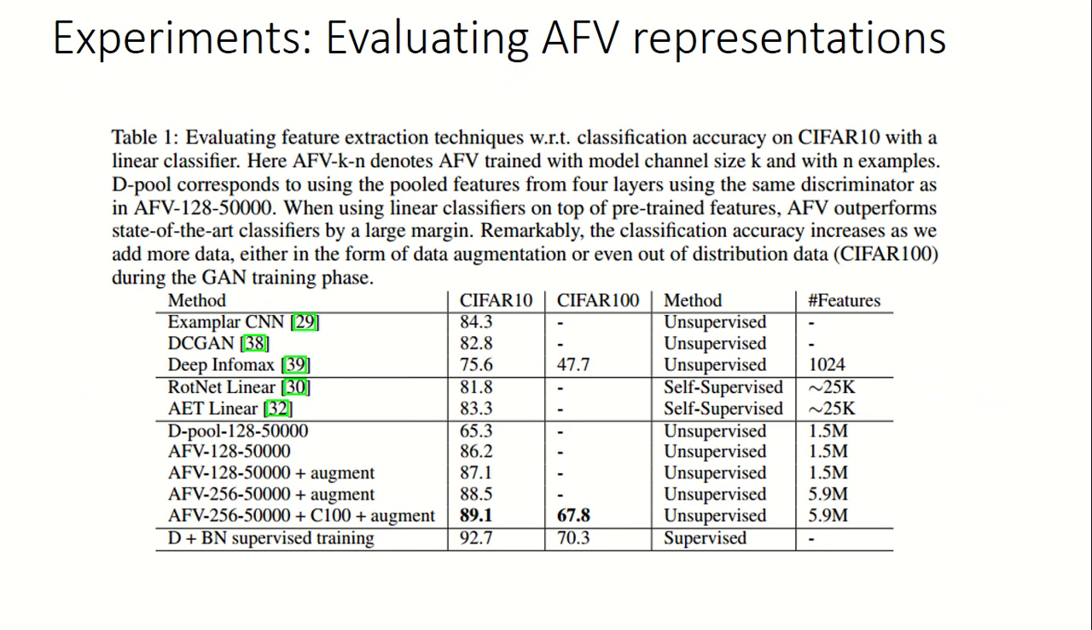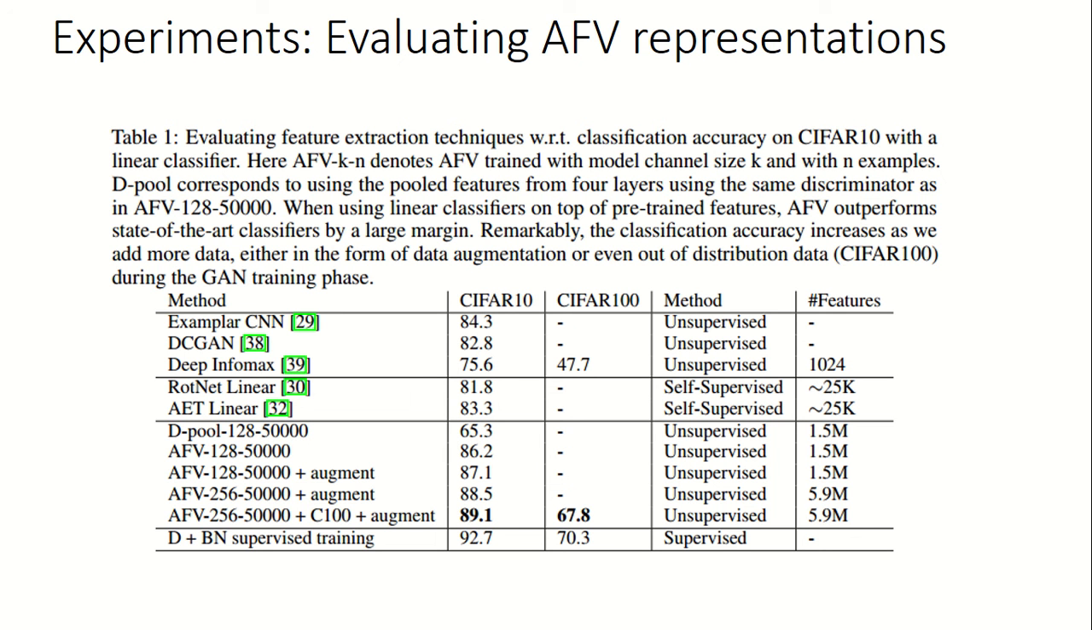So let's see the results. Here the authors compare adversarial Fisher vector with state-of-the-art unsupervised methods for feature extraction from networks. The results show that on CIFAR10 and CIFAR100, the adversarial Fisher vectors plus augmentation are competitive even with supervised methods.